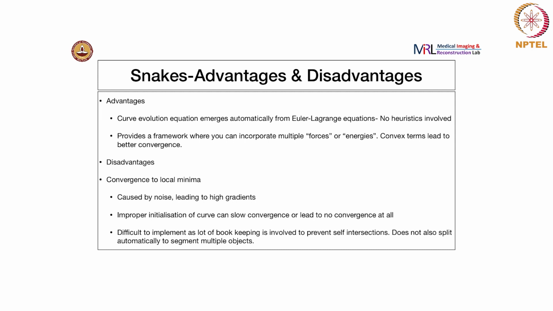So you can add more forces to make it move faster, etc. We'll see a couple of them, not in detail, but let's mention them. They're called balloon forces, and there's something called the gradient vector field. Okay. What is the disadvantage? It converges to local minima. Why would it converge to local minima?